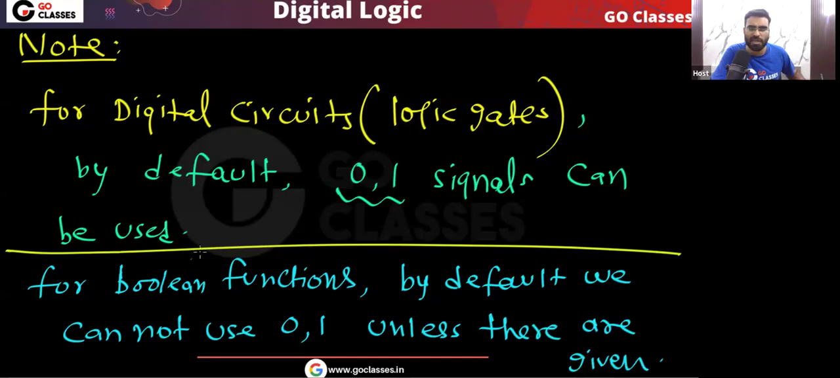Okay, is this clear? Please tell me. This is a very important note. I will tell you why. But did you understand? So when you are discussing digital circuits in the GATE question, if they are giving you digital circuits or logic gates and they ask you, is this functionally complete or not? Then by default, these 0, 1 signals you can use. But if the question is talking about Boolean functions, then by default, you cannot use 0, 1 unless they are given to you.